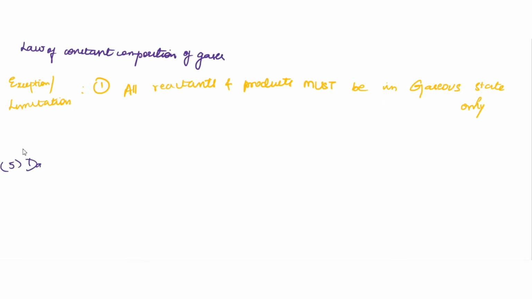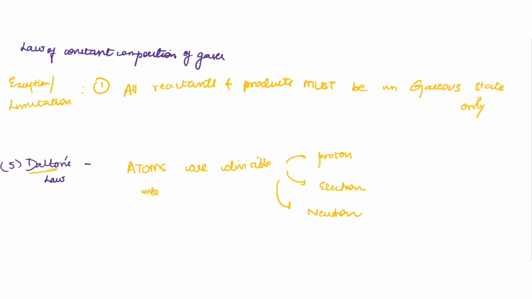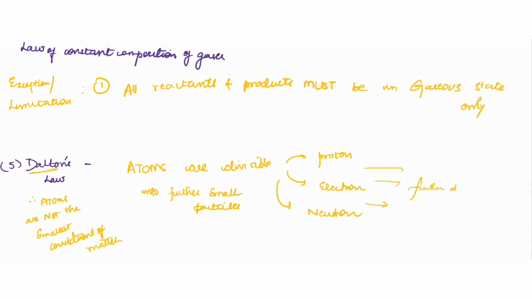Next we move on to Dalton's law. As the name suggests, it is put forward by Dalton, of course. And what is the limitation or exception of Dalton's law? The fifth postulate that we discussed in Dalton's atomic theory is that atoms cannot be created, divided, or destroyed during any chemical or physical change. But we all know that atoms are divisible. They can be divided into further smaller particles like proton, electron, and neutron. And these can also be further divided, which we're not concerned with as of now. So atoms are not the smallest constituent of matter, because atoms can be divided further into smaller particles. So this becomes a limitation of Dalton's atomic theory.